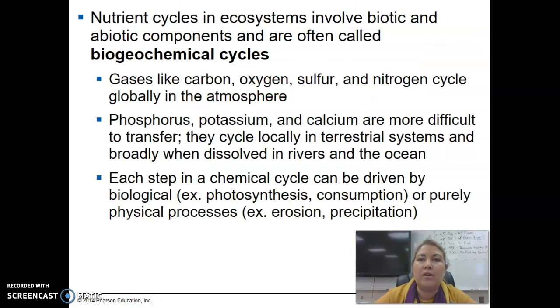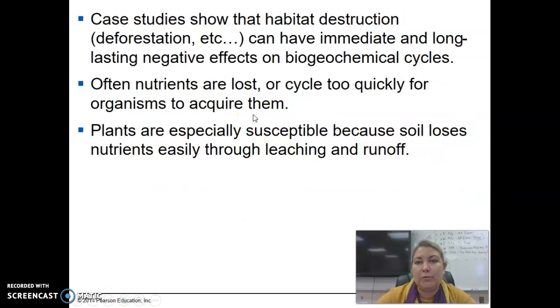So nutrient cycles are called biogeochemical cycles because they go through living things and the earth, and they hold essential chemicals like carbon, oxygen, sulfur, and nitrogen. And remember that each step can be driven by biological processes like photosynthesis and cell respiration, or it can be purely physical, like erosion and precipitation, which are a really effective way for water to move.